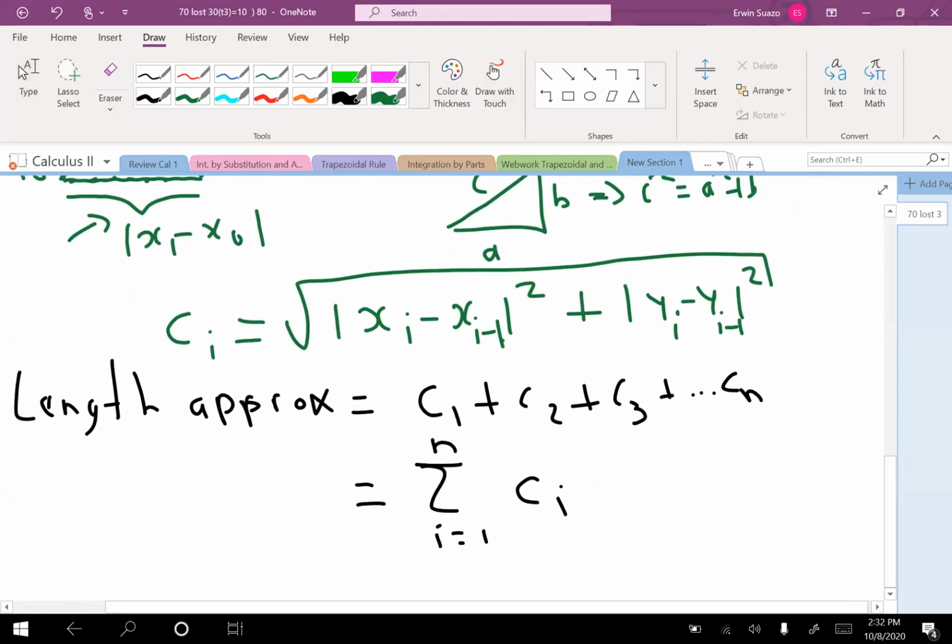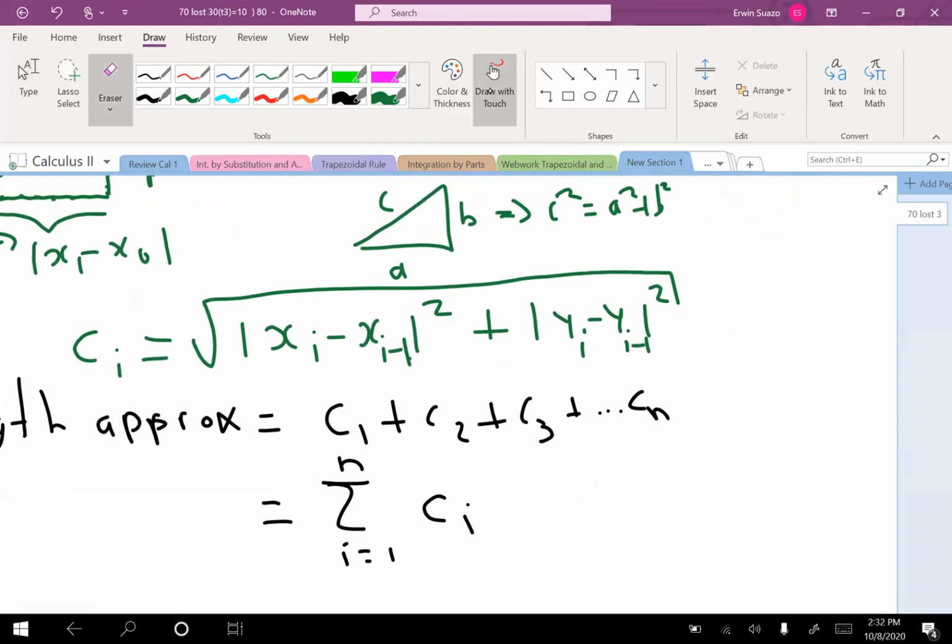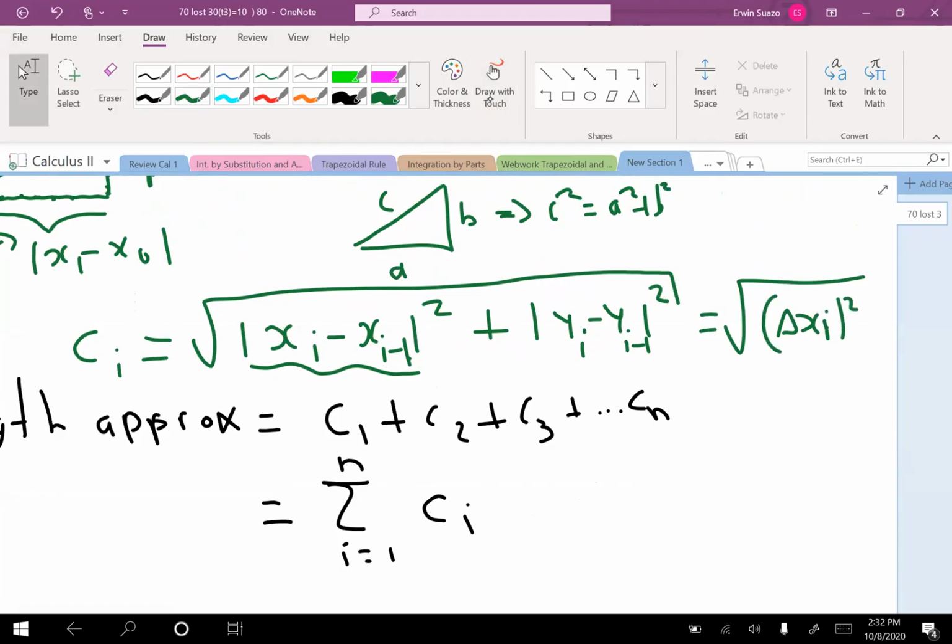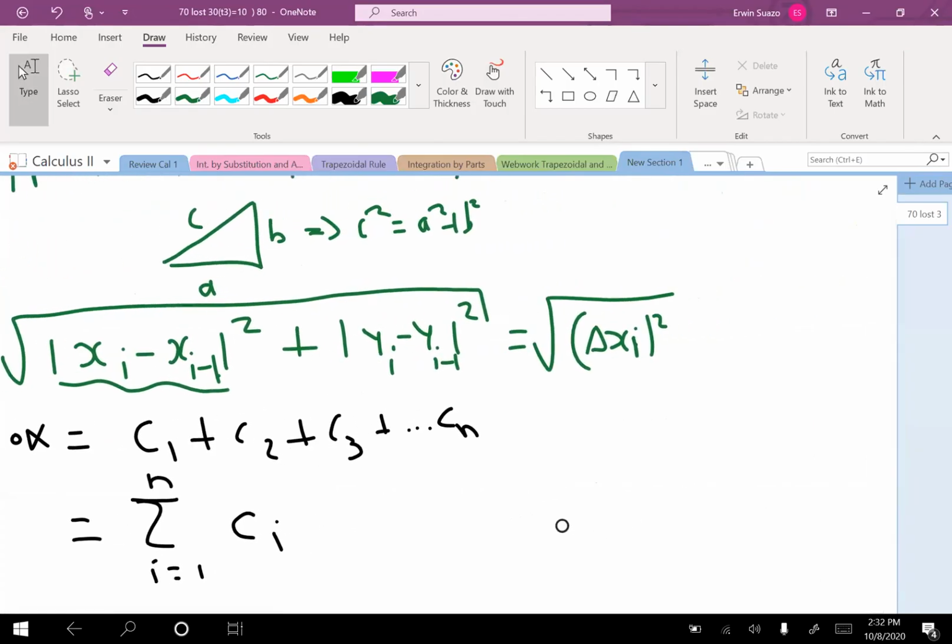Okay, so using my notation of physics, instead of xi minus xi minus 1, I can say delta xi squared plus delta yi squared. Okay, so this is from your physics classes.